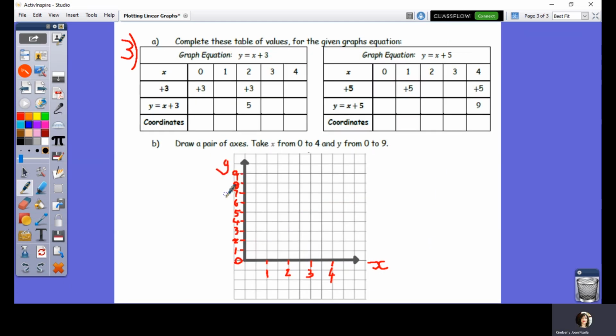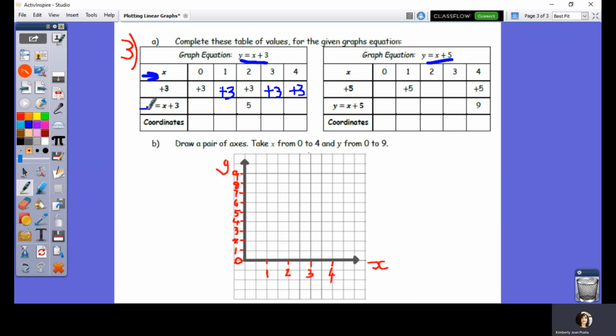Last example, which is this one. Complete these tables of values for the given graphs' equations. So here we have two tables, we have two equations. However, we're going to draw these two graphs on the same pair of axes. Okay, so first let us fill in both tables. Okay, so the x values are these. They are taken from 0 up till 4. We have plus 3 all the way. Okay, so plus 3, plus 3, and plus 3.